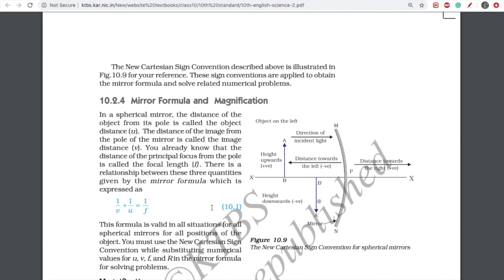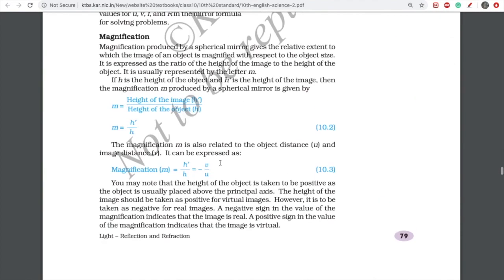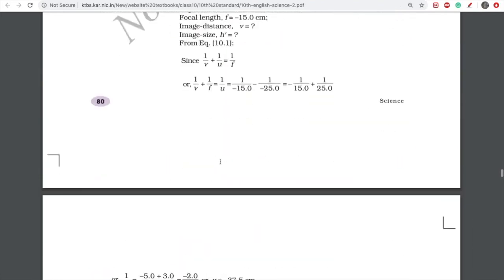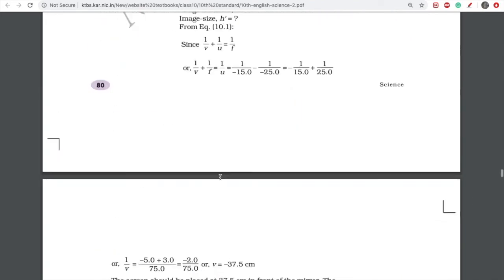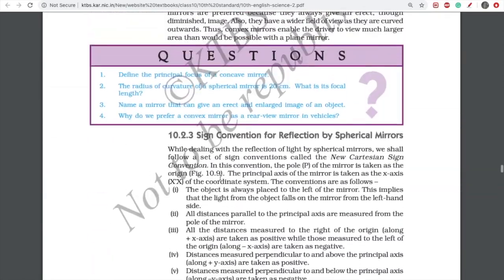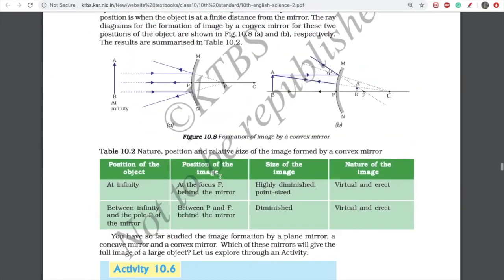Okay. I think I'm going to teach you about the mirror formula in the next class, and we will solve some problems. Then we will look at refraction. Well, for this video, I think this is enough.